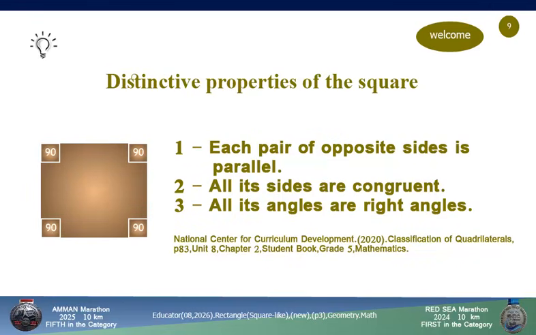Distinctive properties of the square. 1. Each pair of opposite sides is parallel. 2. All its sides are congruent. 3. All its angles are right angles.